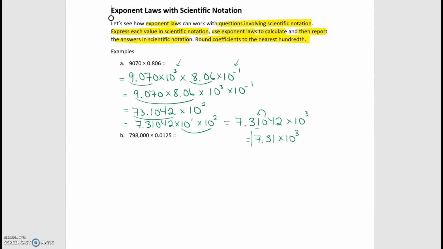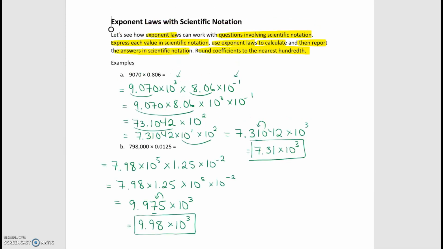So take a minute now, copy down this next question, or work through it, pause the video, and come back whenever you're done to check on your full solutions and answer. So I hope you were able to follow the same steps or similar steps as part A for question B and come up with this final answer, and hope you have a better understanding of how exponent laws can work with questions involving scientific notation.